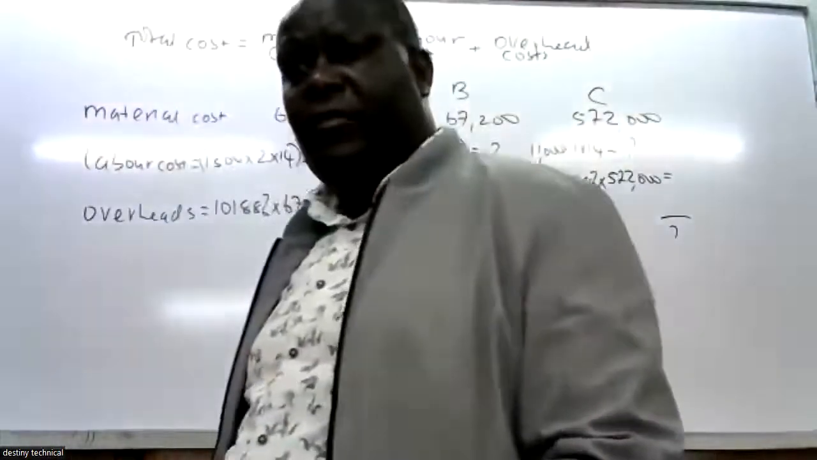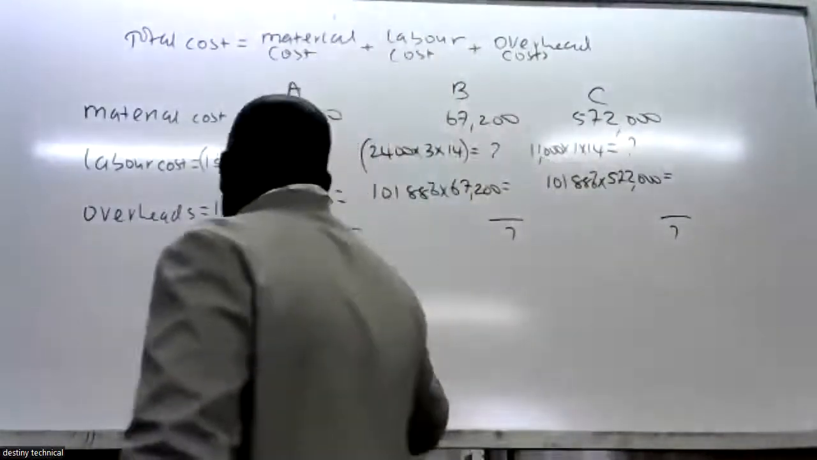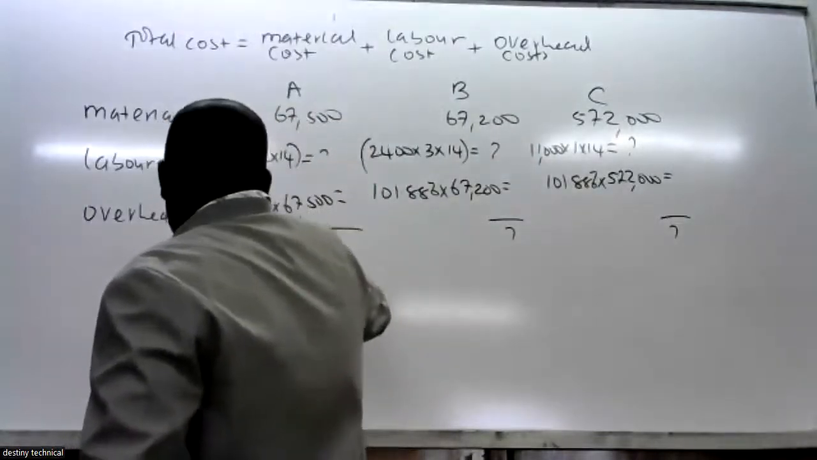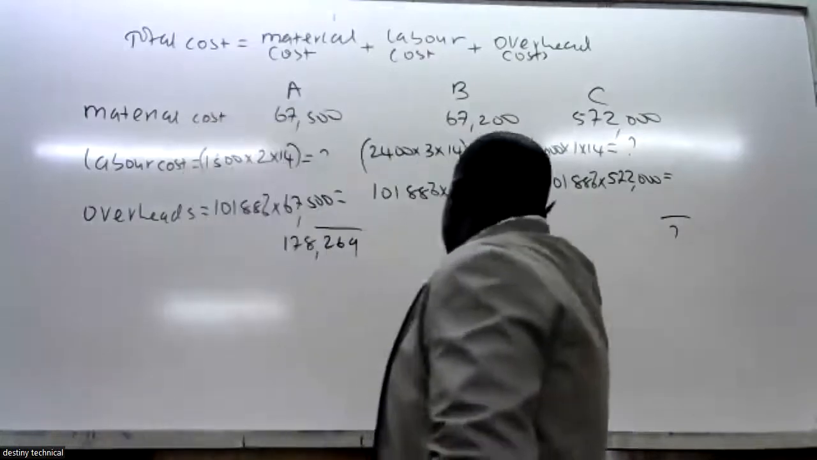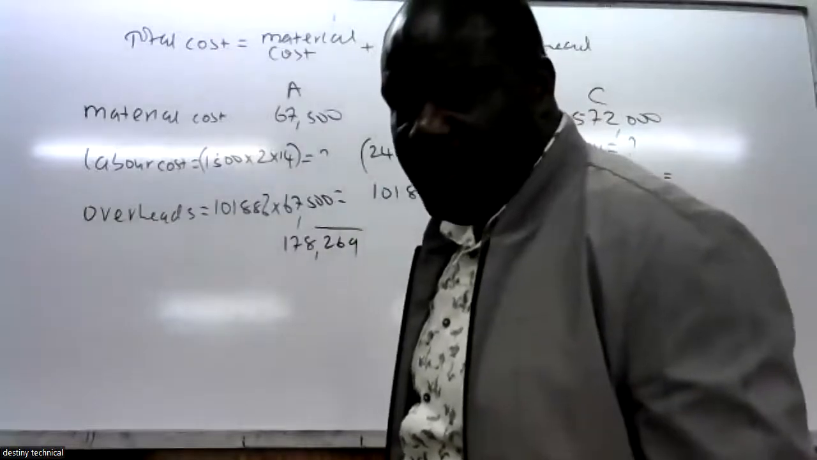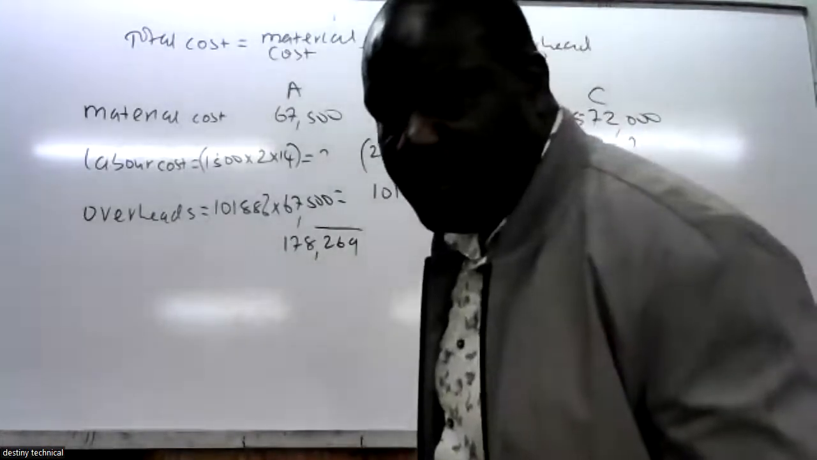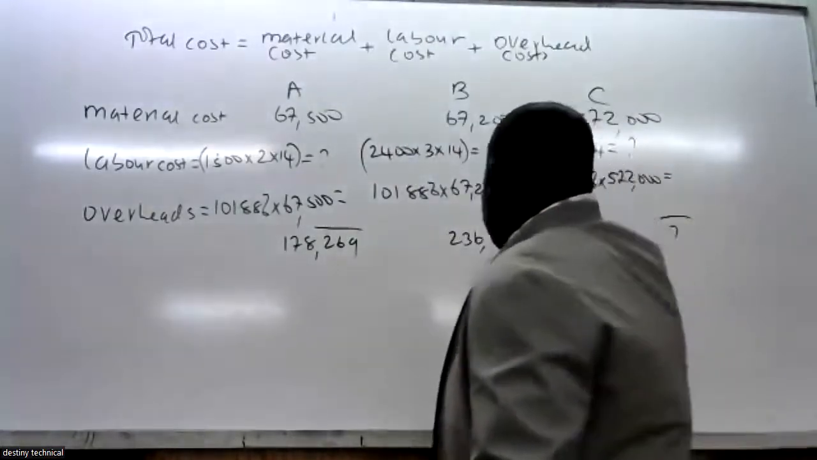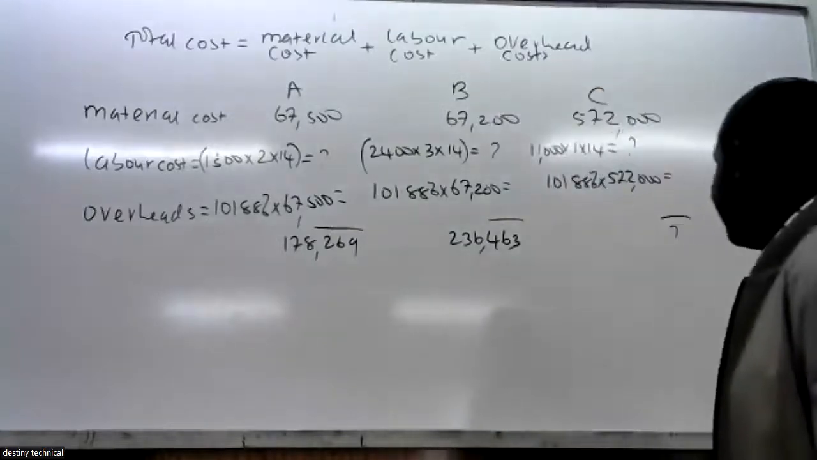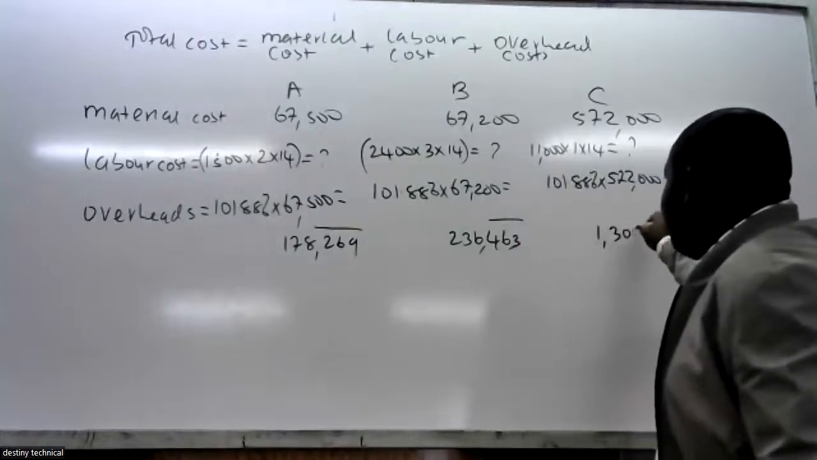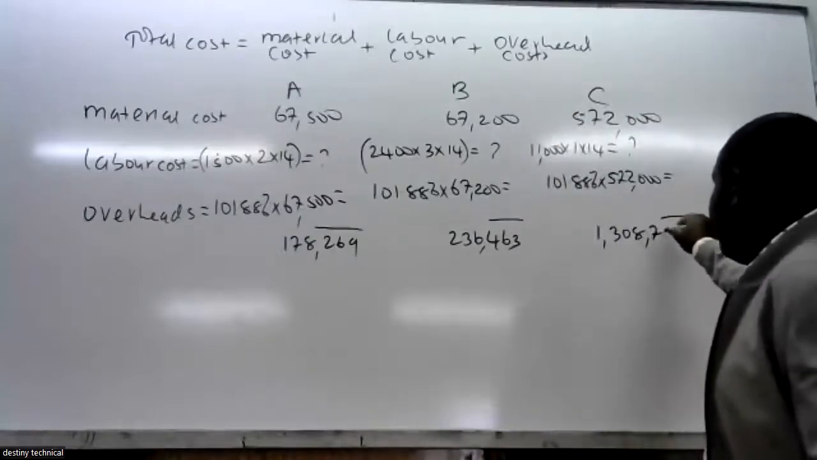So I've seen it is 178. So A is meant to be 178,269. Then B is meant to be 236,463. Then C is meant to be 1,308,754.